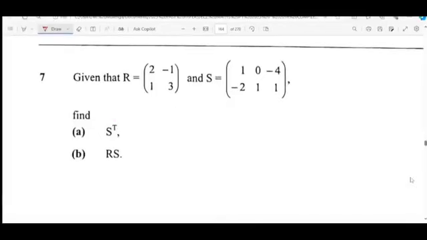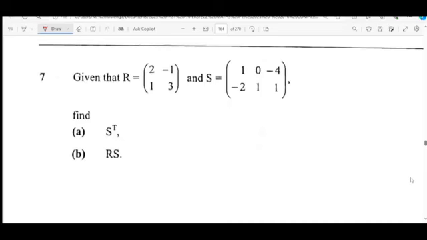So we are continuing on solving mathematics paper 1 for 2019 external candidates. In the first part of the video, we looked at questions 1 to 6. We are now continuing from 7. The question reads: given that matrix R is equal to this matrix, and S is equal to this other matrix, find S^T.